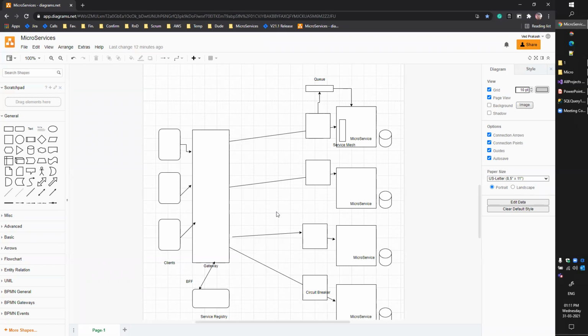Yeah, so that depends on the queuing mechanism which you are using and what is the timeout on the dead letter queue.